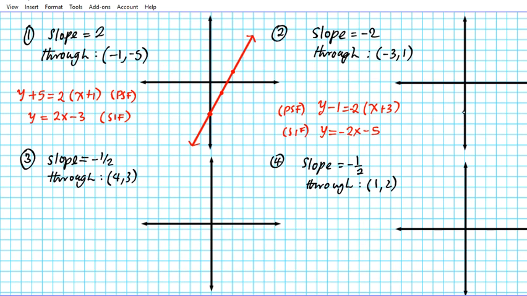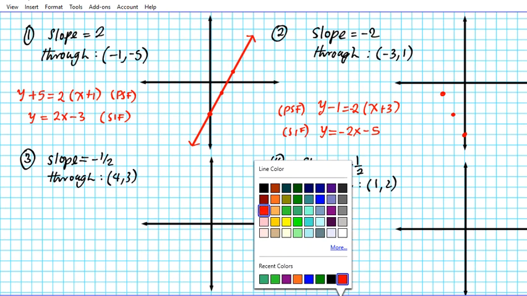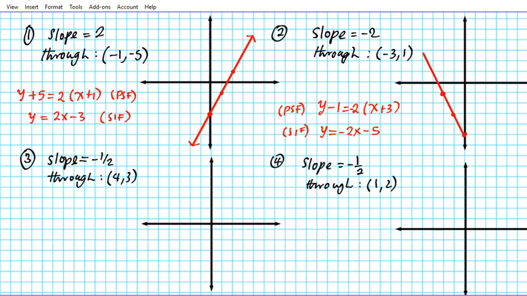The graph: 1, 2, 3, 4, 5. Starting from 5, you fall 2 and run 1, or rise 2 and back up 1. Same thing. So the line is as follows. This line right here is basically the graph of the solution to the equation with the given conditions, going through negative 3, 1 and having a slope of negative 2. Okay, so you can even see the intersection here. That's the point negative 3, 1 that we were given originally.